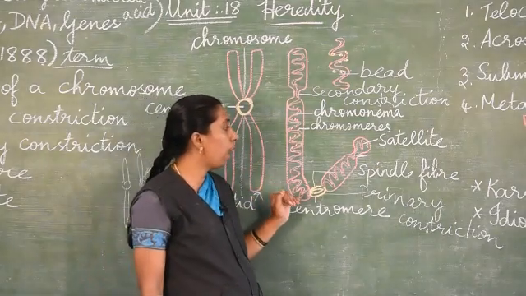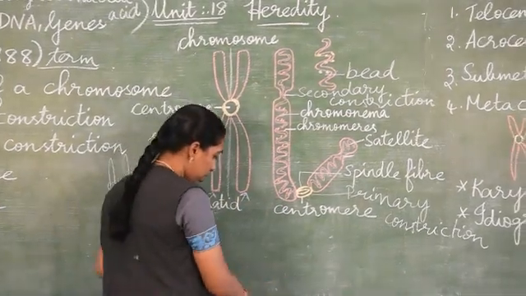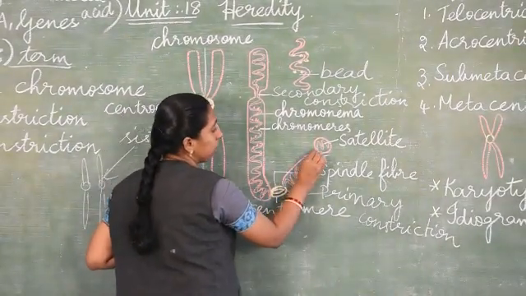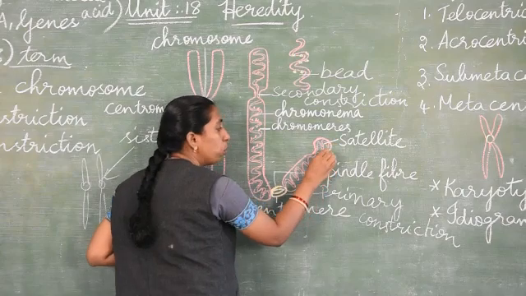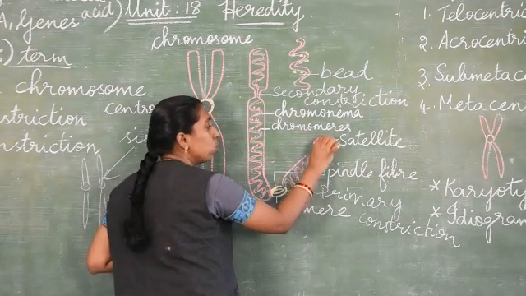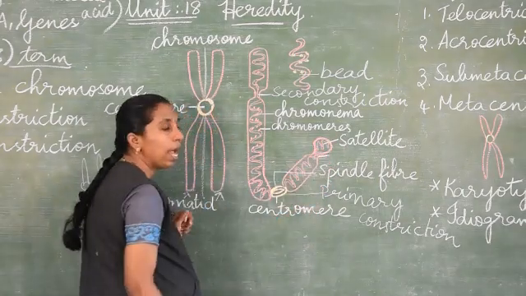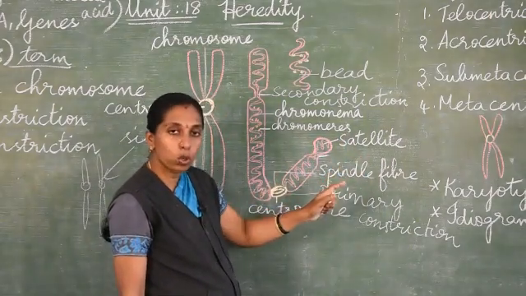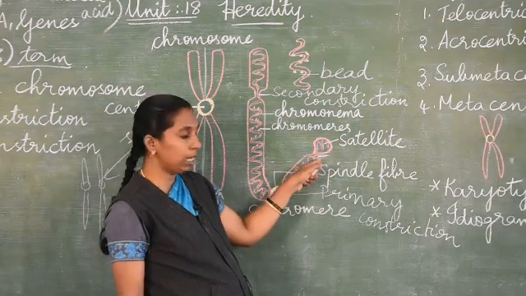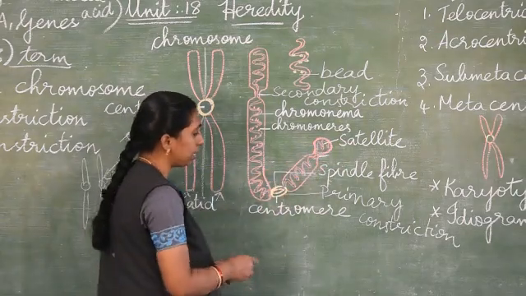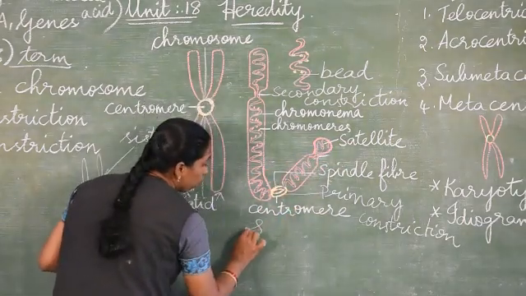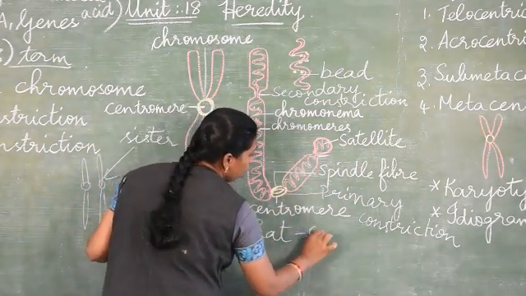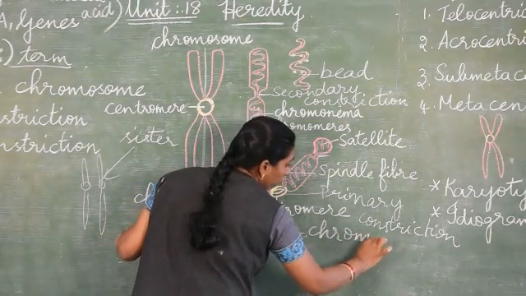And the last one: here you can see a spherical knob-like structure, a swollen portion, and this swollen portion is called the satellite. Those chromosomes which possess this satellite, we call them SAT chromosomes.